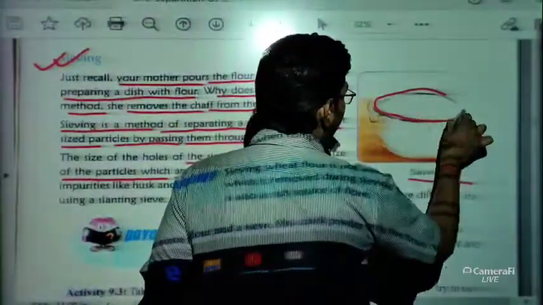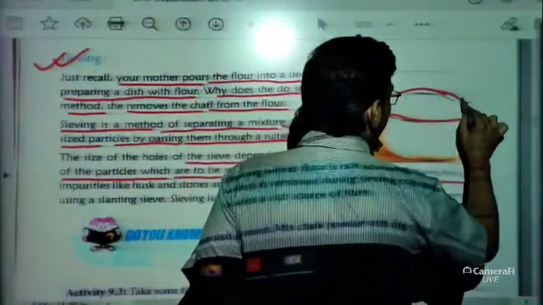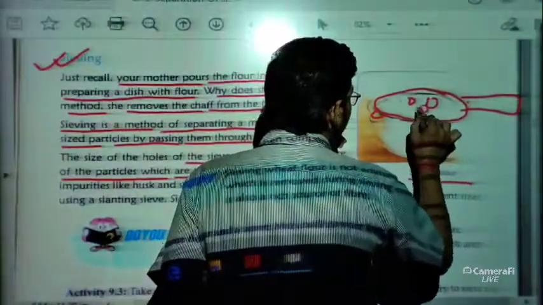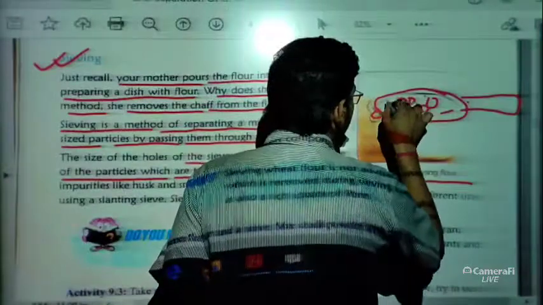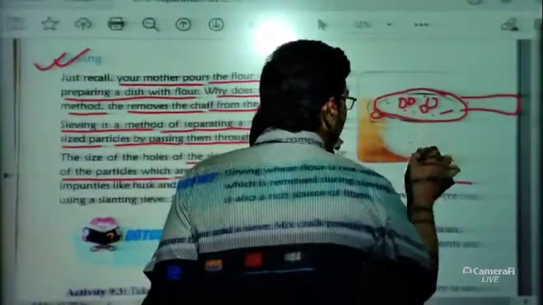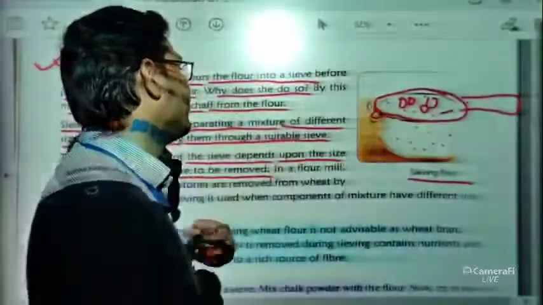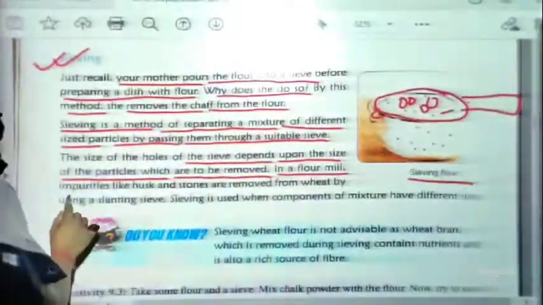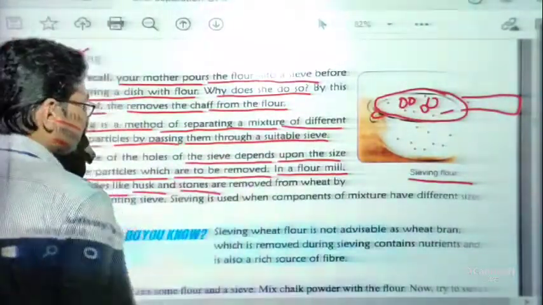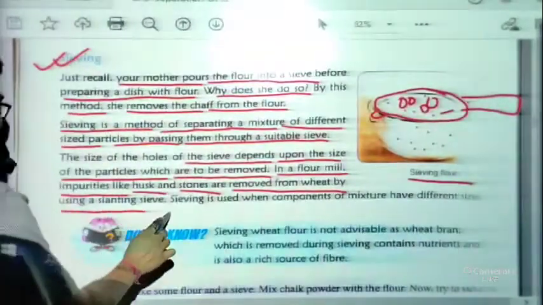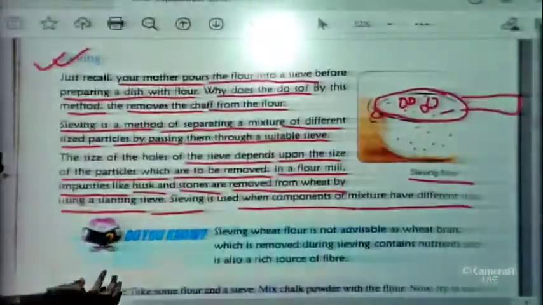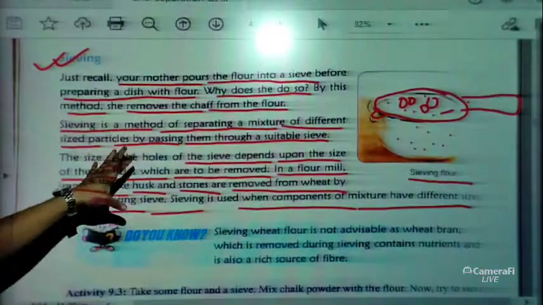The picture is not clear, so let me draw this. Basically this is the sieve, and if we put some mixture where this kind of particles and this kind of particles are there, the small particles will just drop here, but the bigger particles will stay in the sieve. This process we call sieving. In a flour mill, impurities like husk and stones are removed from the wheat by using this sieving method. It is used when components of a mixture have different sizes. Very easy. We use this technique when the components are of different size.